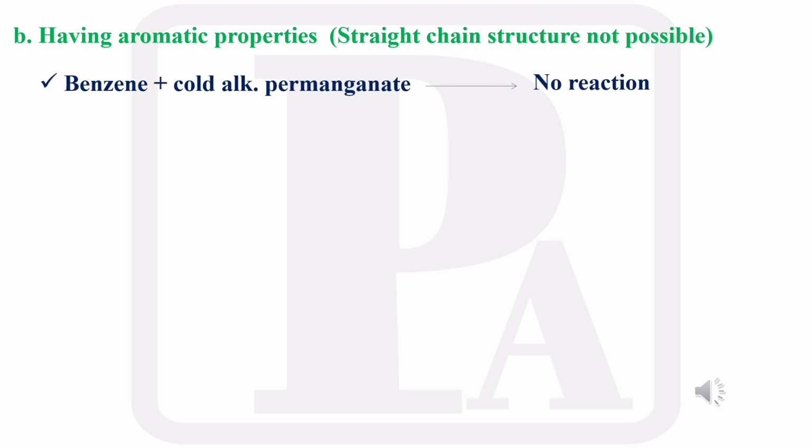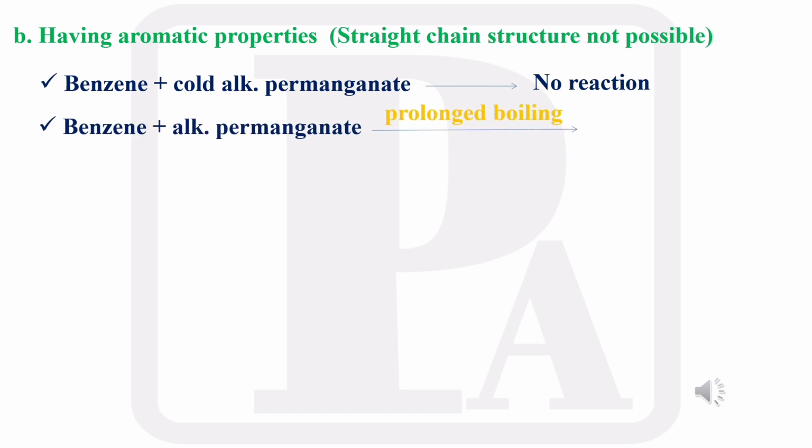So next one is having aromatic properties, that is, straight chain structure is not possible. Benzene will not react with cold alkaline permanganate, but it can react with hot alkaline permanganate, forming products called carbon dioxide and water. That is, on prolonged boiling we can get carbon dioxide and water.